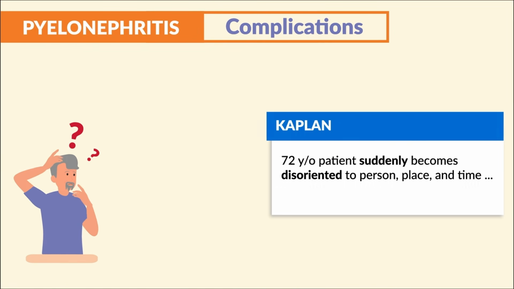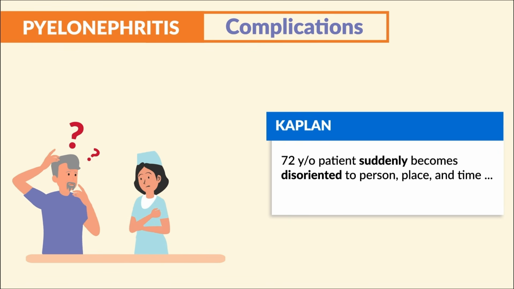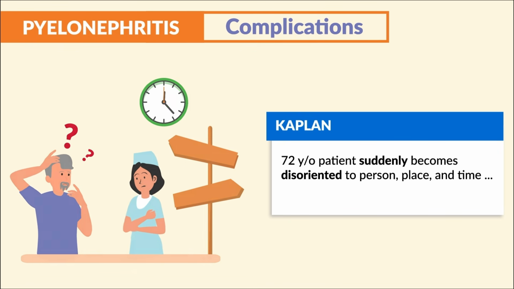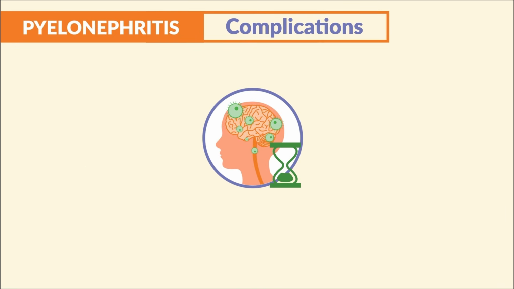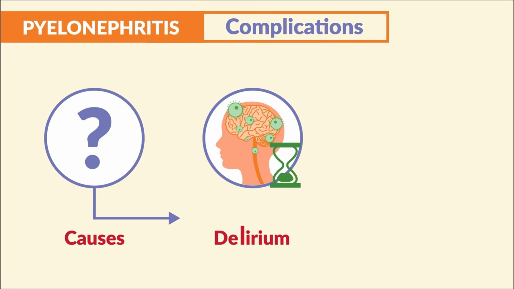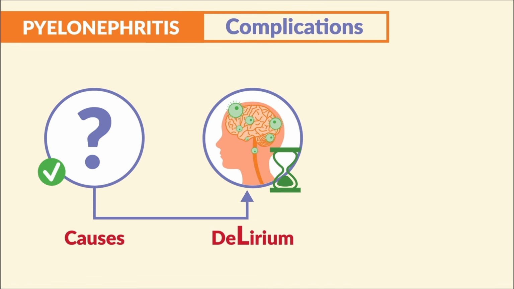Kaplan had a question about a 72-year-old patient suddenly becoming disoriented to person, place, and time. And the answer is to assess for signs and symptoms of a UTI. Now, episodes like this are known as acute delirium. So look for the L's here. Delirium lasts only a moment and is gone once the cause is treated.